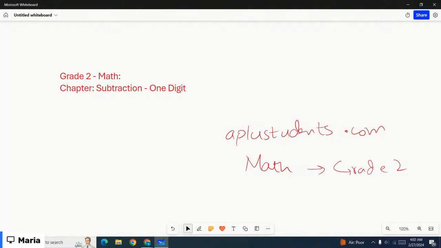We're going to start with the chapter subtraction one digit. Please make sure you have your notebook and pencil so that you can note down the important examples and definitions as well.